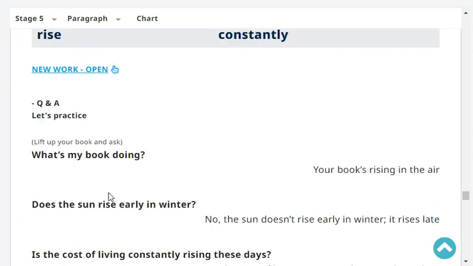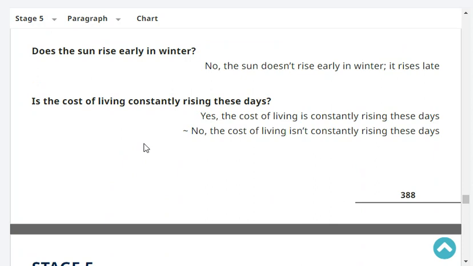Okay, what's my book doing? Your book's rising in the air. Does the sun rise early in winter? No, the sun doesn't rise early in winter. It rises late.